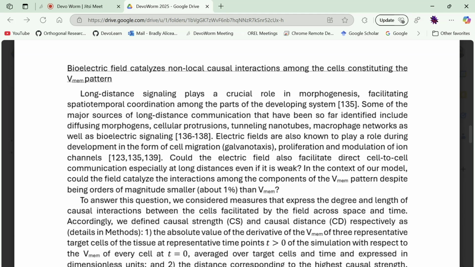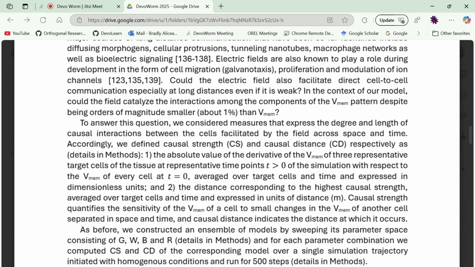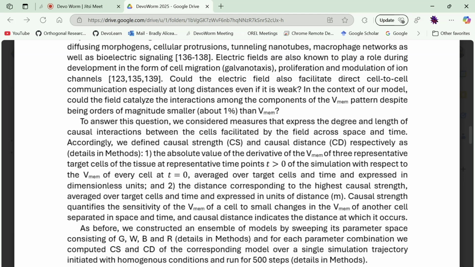In the context of our model, could the field catalyze the interactions among the components of the VMEM pattern despite being orders of magnitude smaller, about 1% of VMEM? So in answering this question, they considered measures that express the degree and length of causal interactions between cells facilitated by the field across space and time. So they define causal strength and causal distance, and that's talked about in the methods. Causal strength is the absolute value of the derivative of the VMEM, this potential, of three representative target cells of the tissue at representative time points greater than 0, with respect to the VMEM of every cell at t equals 0.